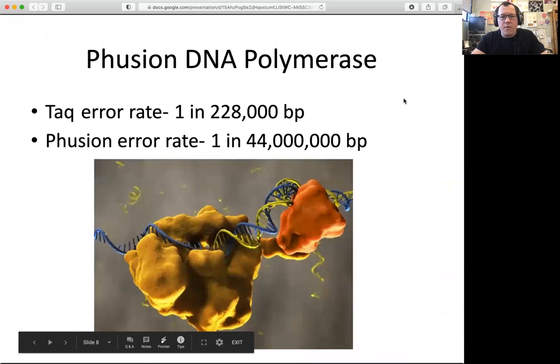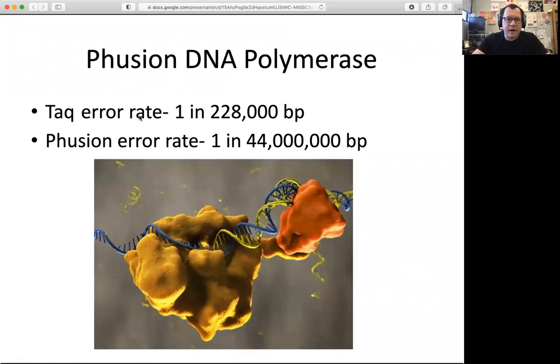One thing to take note of is that we're not going to use our regular old DreamTaq for this kind of PCR. We're going to use what's called a fusion DNA polymerase.